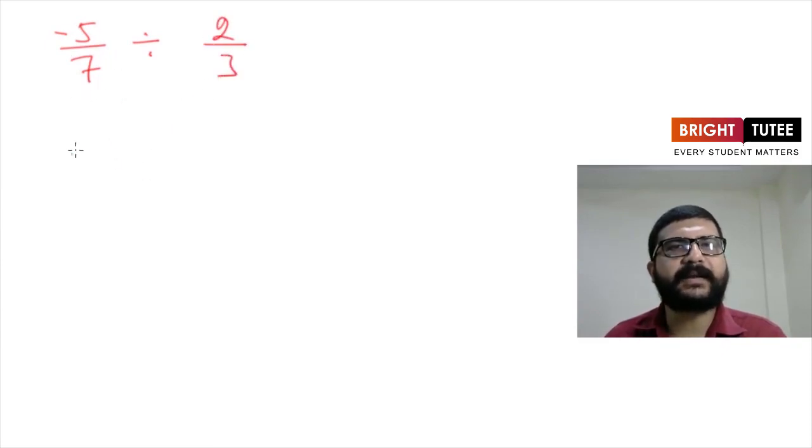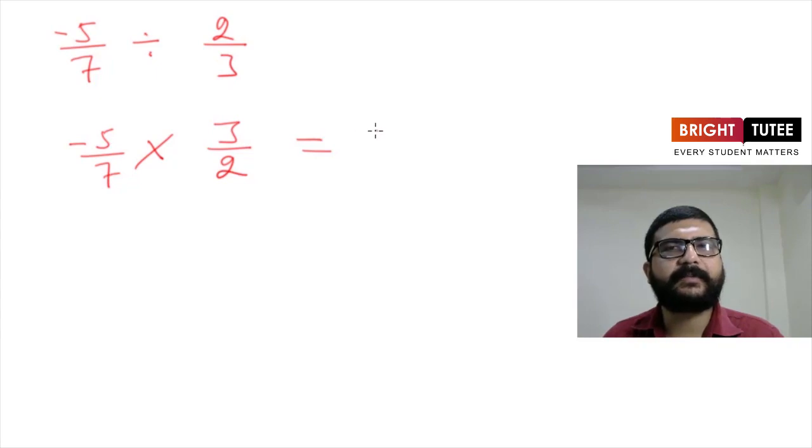So what we will do: first number as it is, that is minus 5 upon 7 as it is, division changed into multiplication, and now the reciprocal of the second number, which will be 3 upon 2. Now minus 5 into 3 will be minus 15 upon 7 into 2, that is 14. So now we have minus 5 upon 7 divided by 2 upon 3 is equal to minus 15 upon 14. So this is how we divide two rational numbers.